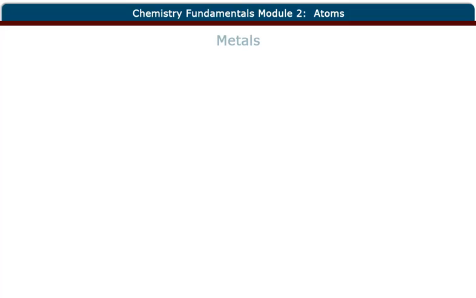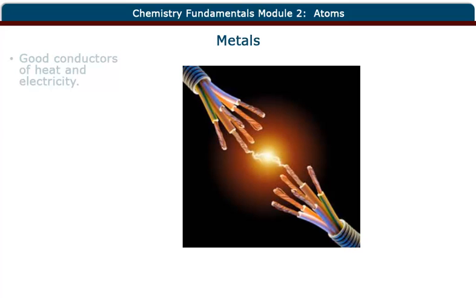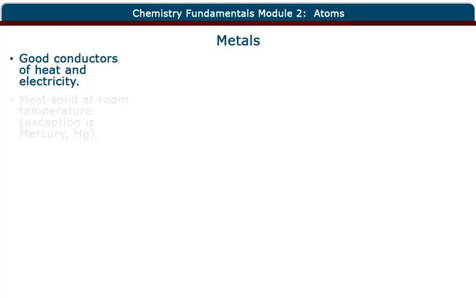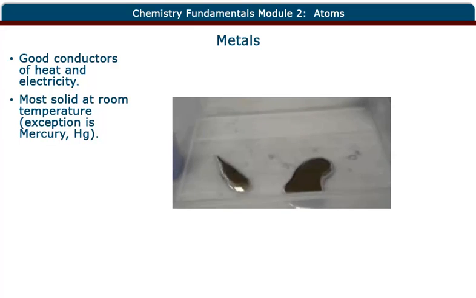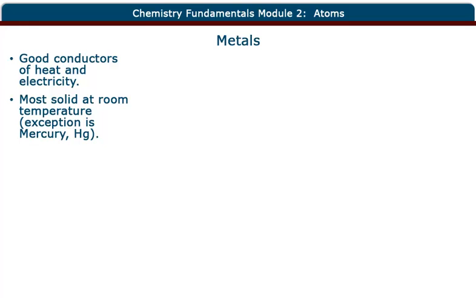First, let's talk about metals. Metals are considered good conductors of heat and electricity. That means that heat and electricity will easily flow through a metal. Most metals are solid at room temperature, the exception is mercury, which is a liquid at room temperature.